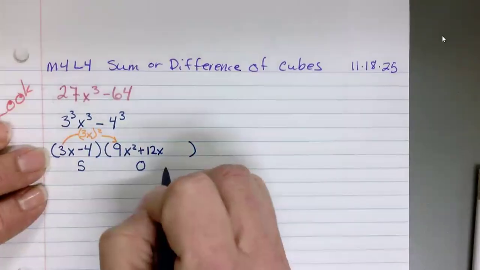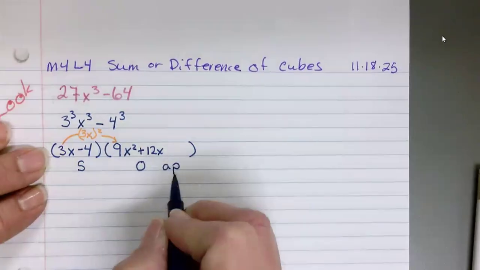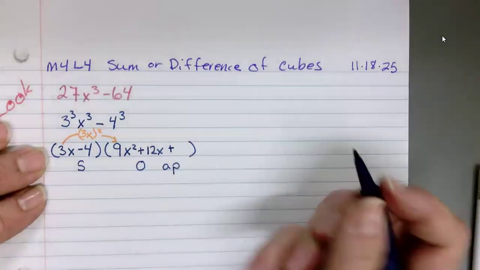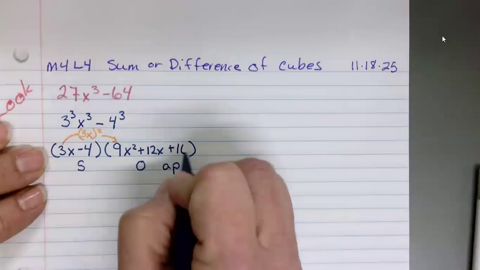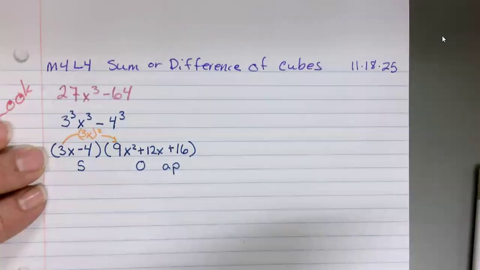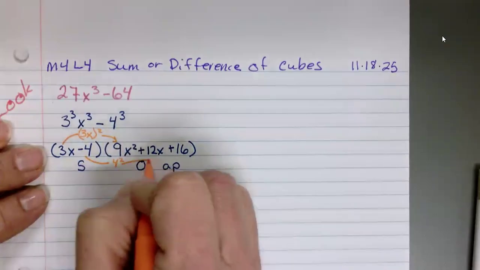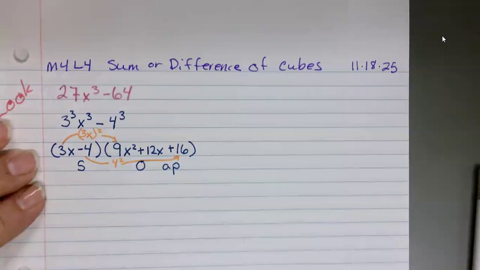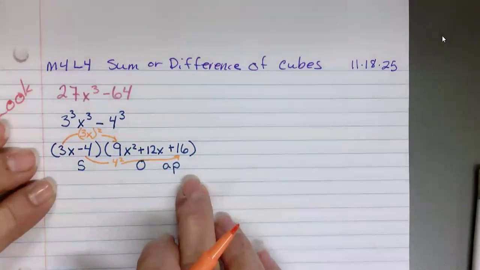And then at the end, we have an AP, which means always positive. So this last term, we're always adding. And it's going to be 4 squared, which is 16. And so let's also draw a little line here. 4 squared is where we got the 16. Okay. And so that spells SOAP at the bottom to help us remember our terms.